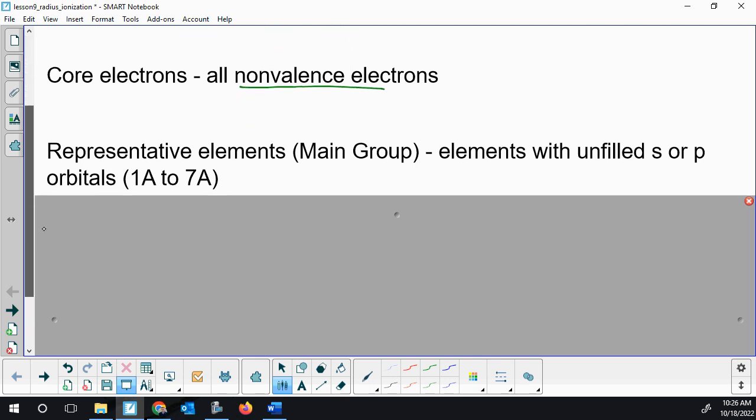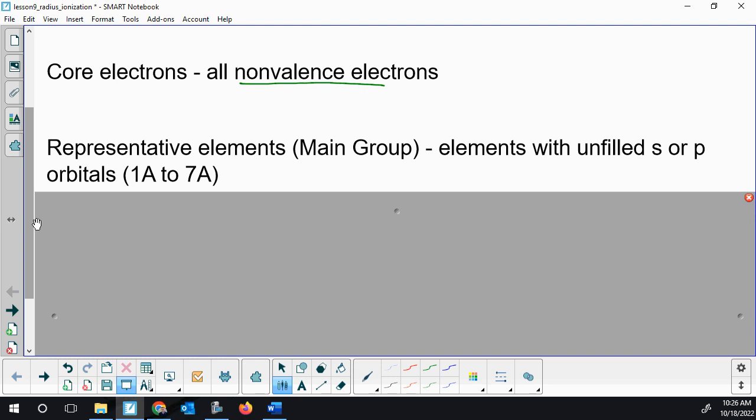Moving on, representative elements. This is a new term. This hasn't come up yet. It is elements with unfilled s and p orbitals. So when we start at group 1A, the A system doesn't count the transition metals. It just counts the s and the p blocks. So 1A hydrogen, 2A lithium, 3A boron, 4A carbon, 5A nitrogen, all the way up to 7A is our representative elements. When we get to 8A, they're all filled up. So the noble gases are not representative elements.